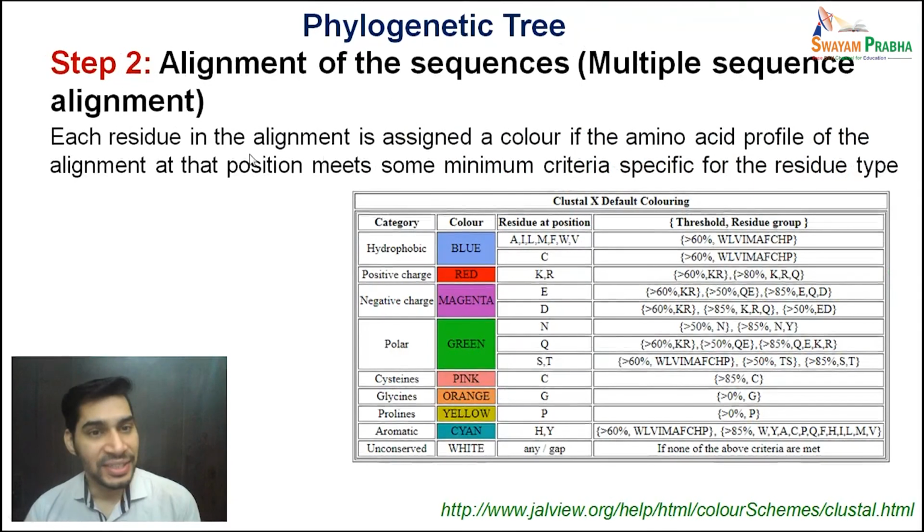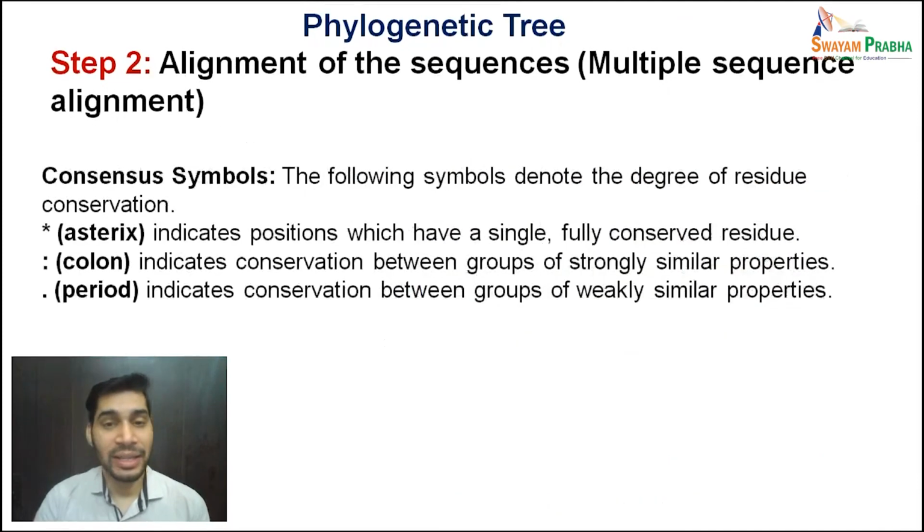Each residue in the alignment is assigned a color if the amino acid profile of the alignment at that position meets some minimal criteria specific for the residue type. So depending on the category of amino acids, what the residue at that position is, and so on, there are some default color codings which Clustal uses, and based on the color, you can predict what kind of amino acids are there. Similarly, there are certain symbols which are used, which are called consensus symbols.